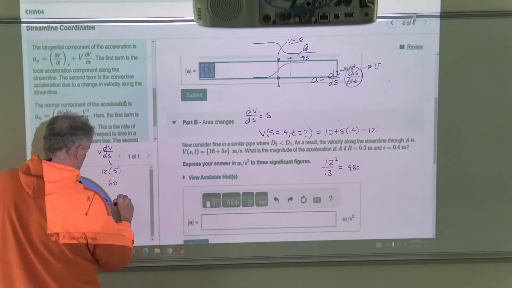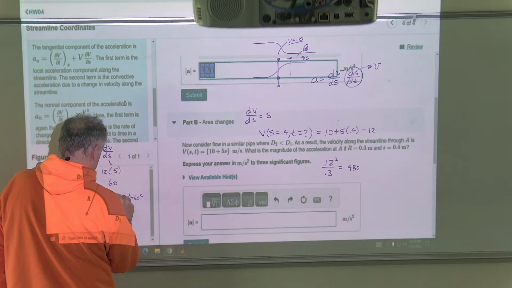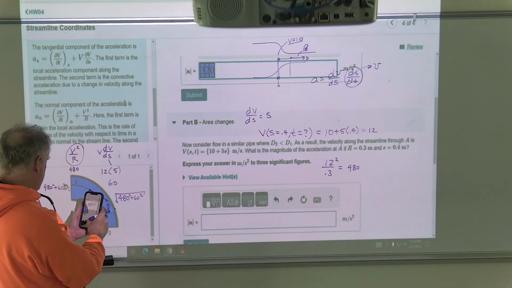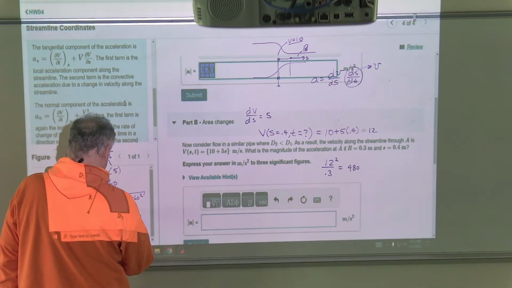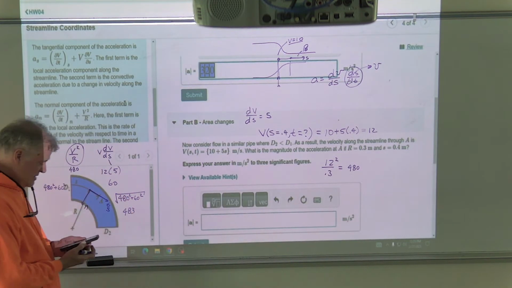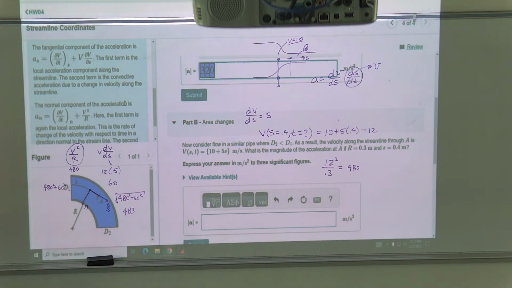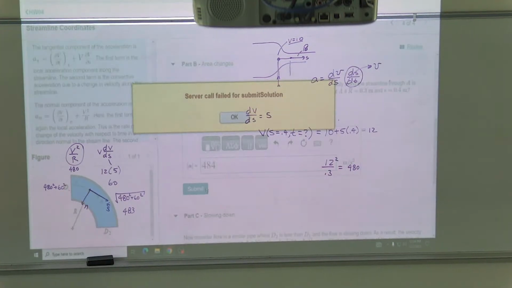Let me calculate 60 squared. I don't know why I'm doing this, because it's going to tell me I can't put that in. It's 483, roughly. Let's see if I can put it in. It wouldn't let me before, so I doubt it's going to let me again. Let's try it. Yeah, it won't work there. Let's just put in 484.